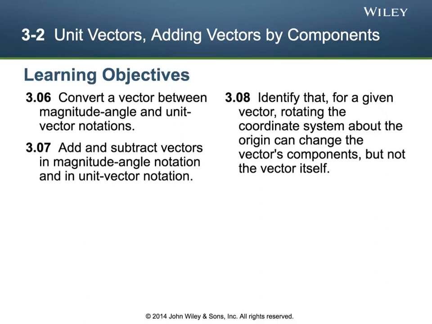In this video, we're going to convert a vector between magnitude, angle, and unit vector notation, and then we're also going to add and subtract vectors in both of those notations. And then finally, we're going to identify for a given vector that rotating the coordinate system about the origin can change the vector's components, but not the vector itself.